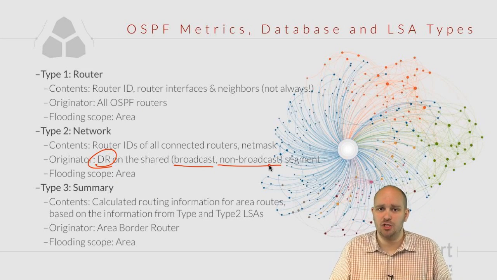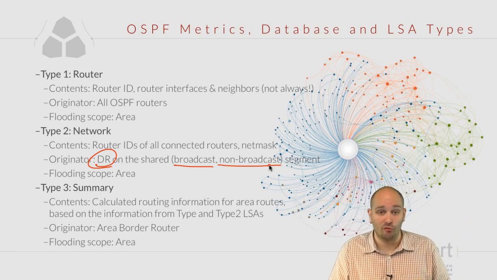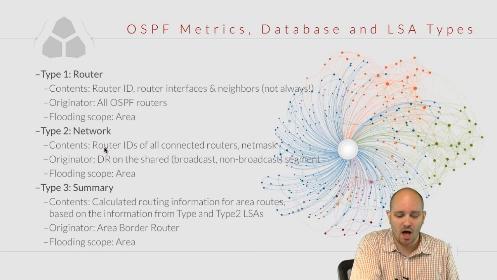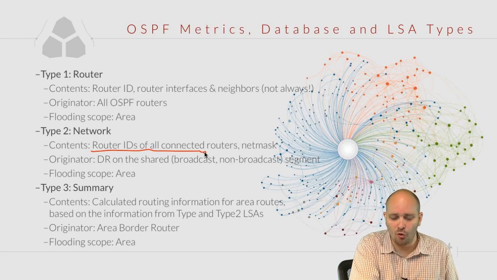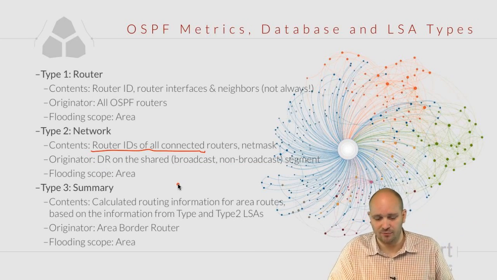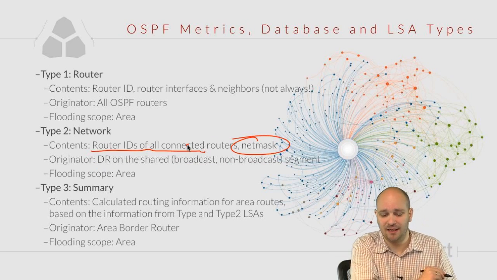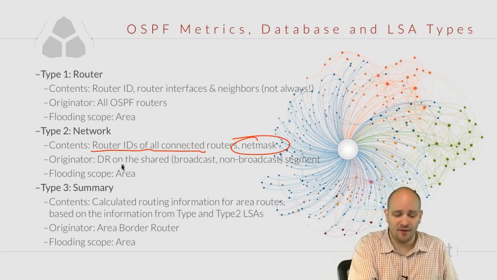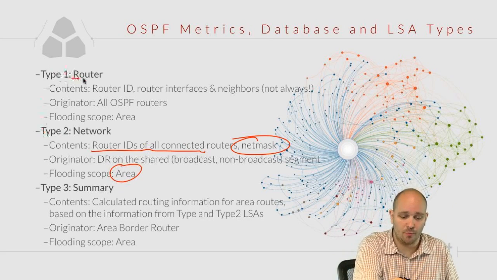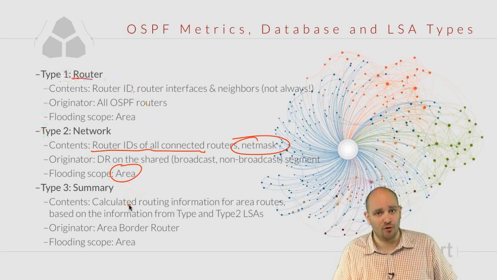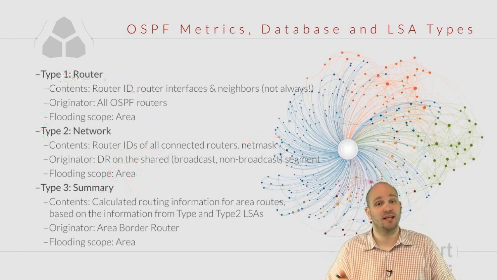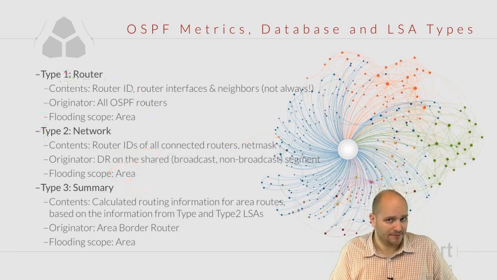And this representation to the rest of the network is going to be done through the services of type 2 LSA. So the contents of type 2 LSA are router IDs of all routers connected to this network segment and the net mask that is used on this network segment. And the flooding scope, just like with type 1, is going to be the area. So type 2 LSAs, type 2 information cannot leave individual areas.